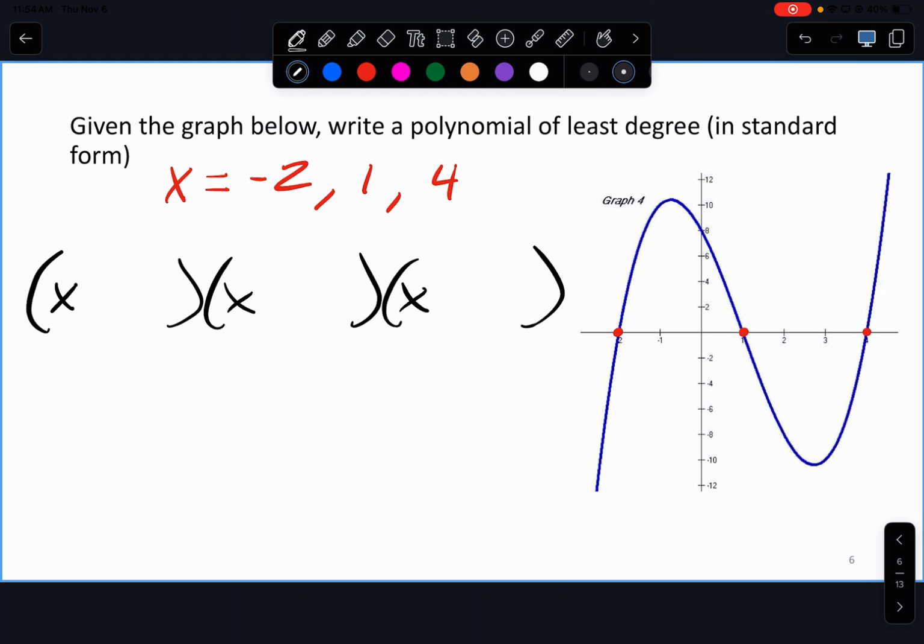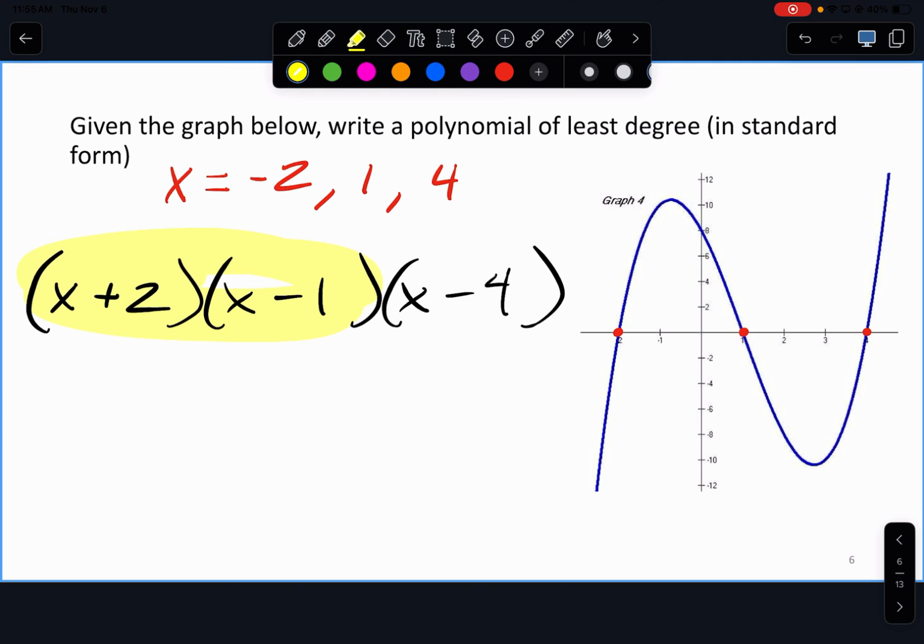What do you got for the first one? X plus 2. Okay, Joy, what do you got for the second one? X minus 1. Good. Daniela, what do you got for the last one? Good. Now we have 3 binomials that we're multiplying. Can we do all 3 of them at the same time? No, we can't. We have to do 2 at a time. With this one, it's not really going to matter. But on the next two, we're going to be strategic about which two we do first. This one, it doesn't matter, so let's just do the first two.